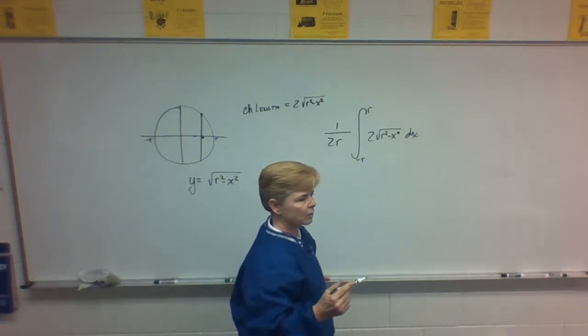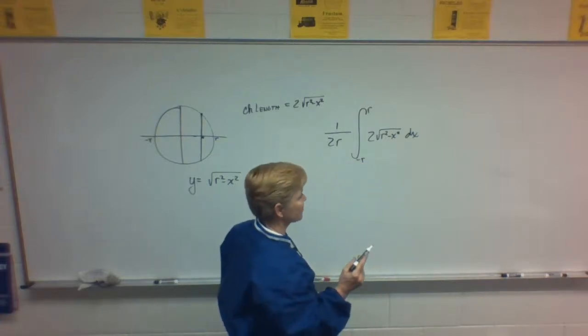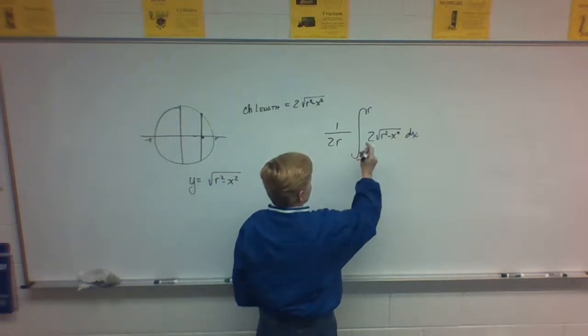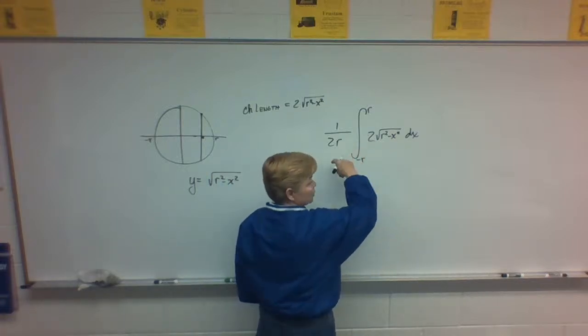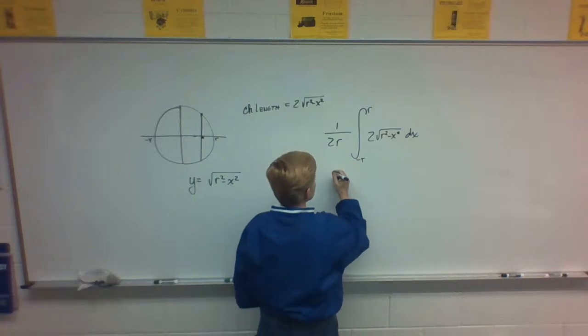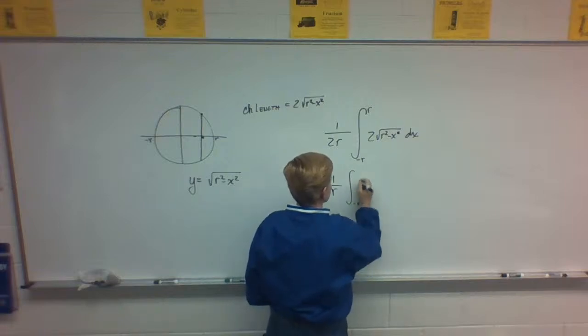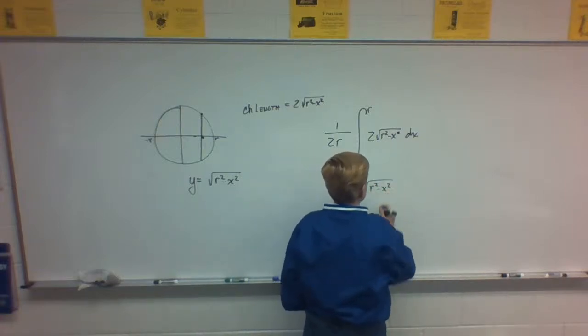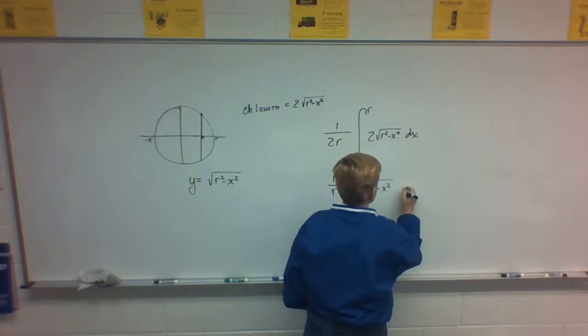Are you with me or not? Now let's see what happens. This is really, really interesting. Okay, I'm going to take that 2 out, like we learned to do before. And so it's going to be 2 over 2r, which will be 1 over r times the integral from negative r to r of the square root of r squared minus x squared dx.